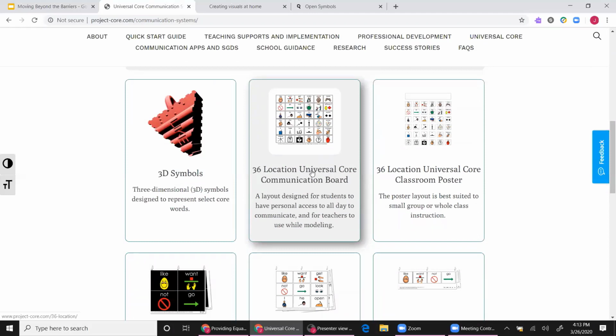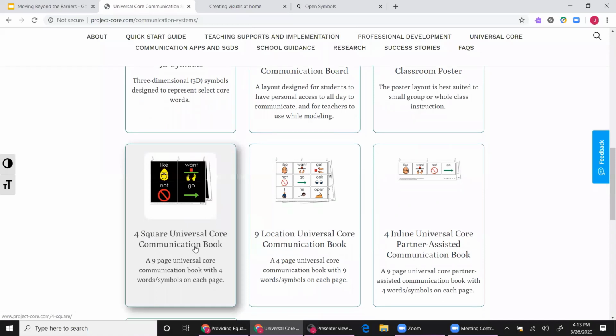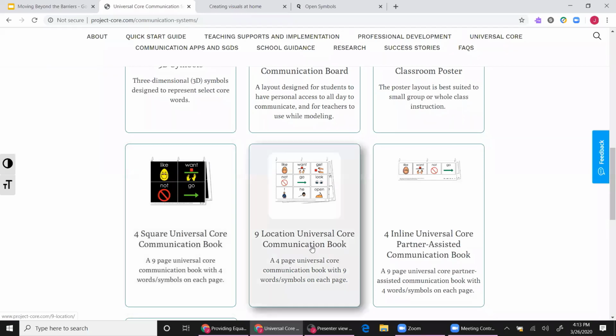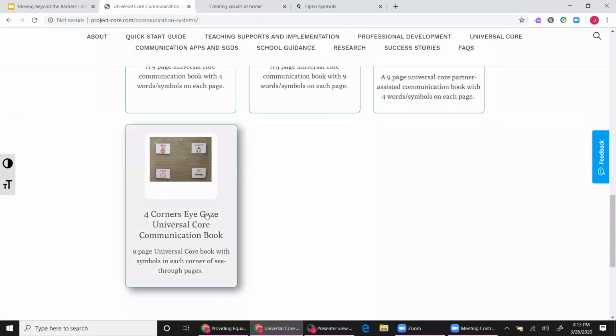They have a variety of different boards that you can use. So you've seen me put the 36 location Universal Core board in the presentation. This 4-square Universal Core board would be used for somebody who has maybe fine motor issues. The 9 location, again, maybe somebody who has fine motor issues. The 4 inline Universal Core would be you scanning through the words. So if you see the picture on the screen, it's like, want, not, go. I would scan through those auditorily and somebody would somehow indicate to me that yes, that is the word that they want. And they even have some eye gaze options as well.